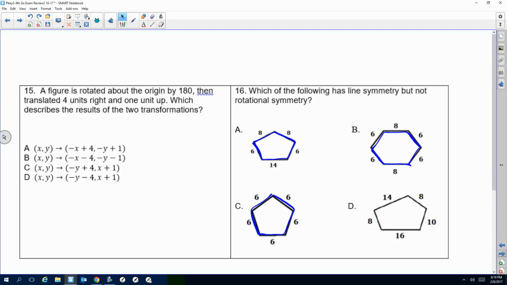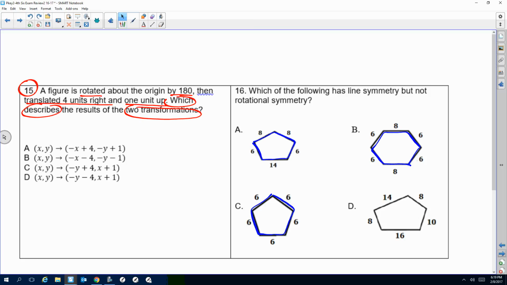So when we get into our test-like questions, get in the habit: make sure that you read it, then go back, identify, underline key information, circle the question. So it says which figure is rotated about the origin 180, then translated 4 units right and 1 unit up. Which one describes the 2 transformations? So we're going to do one at a time. So let's think about this.